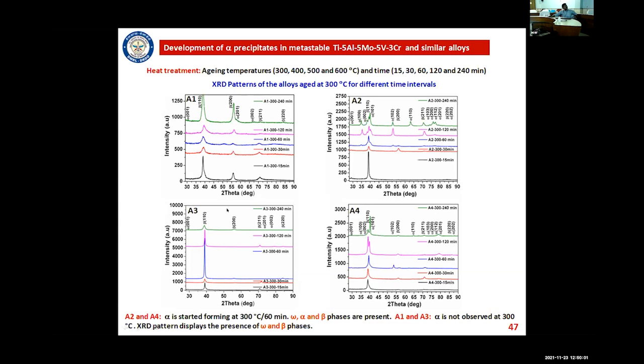So A1 and A3 have no alpha phase peaks, but only A2 and A4 show alpha phase peaks. This is mainly because the molybdenum content is very low in these alloys, only 3.5 Mo, which is a strong beta stabilizer. Because of the low Mo content, the beta phase is not stable, so alpha phase precipitates form.